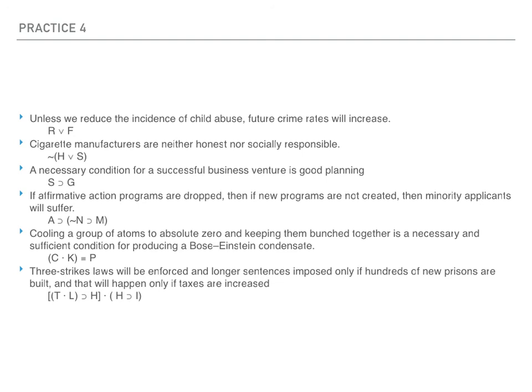And then on the right-hand side, another conditional statement. And that will happen only if taxes are increased. Well, what will happen? Hundreds of new prisons will be built only if taxes are increased. Sometimes people want to get rid of the dot and put a horseshoe as the main operator, and then an I on the other end. That ignores the comma and the word "and" right there. That's not the correct way to translate this sentence.